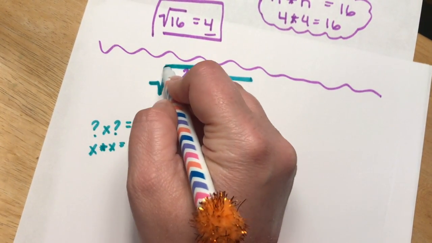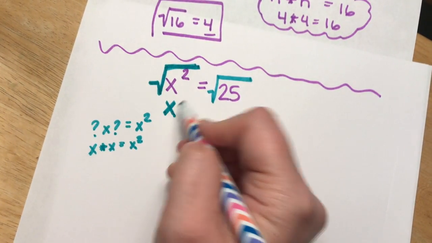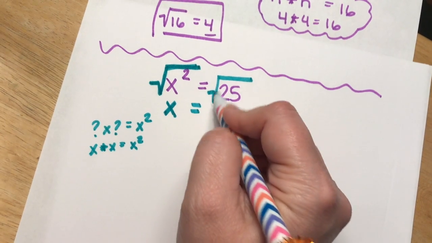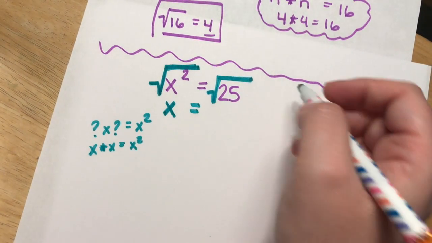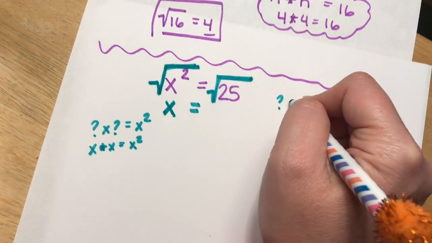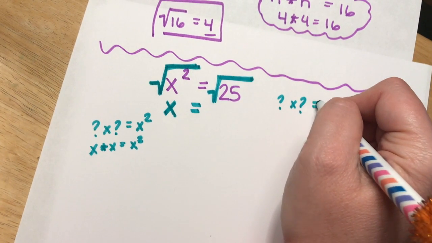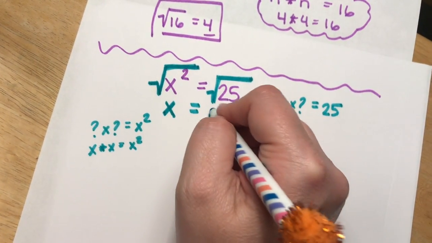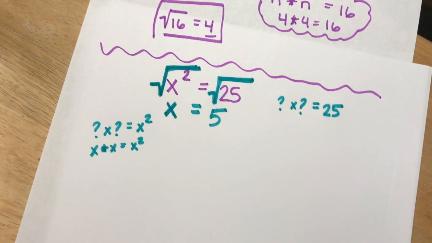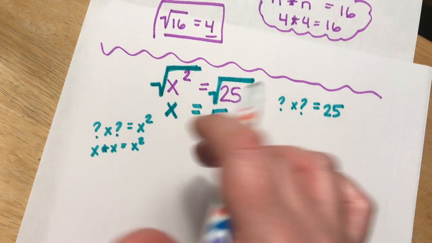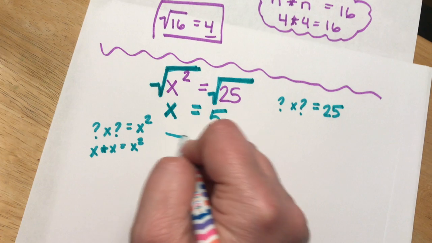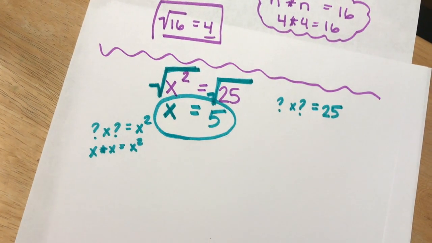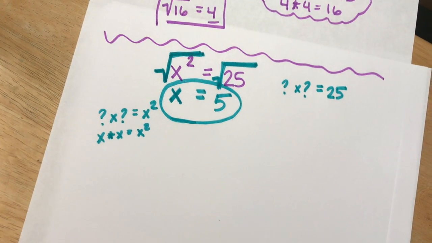you're going to take the square root of this side, which gives you x, and on this side, you're going to take the square root of 25. So what number times itself equals 25? You're right, 5. In this case, the square root of 25 is 5, and so this would be my final answer. That's how it's going to look.